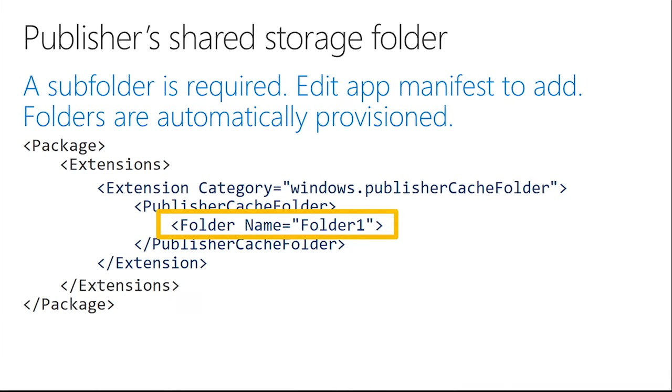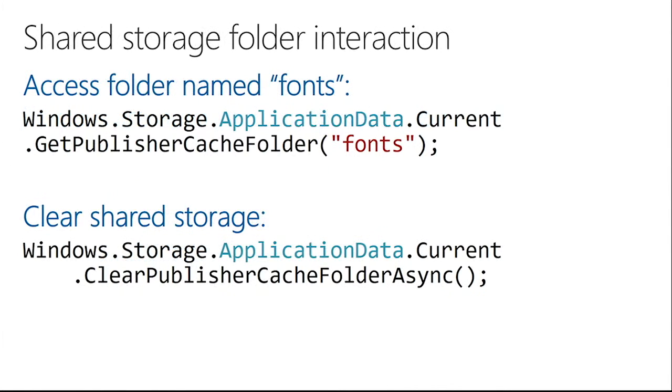And I'm under the assumption here that this folder's tucked away somewhere. It's not going to be right in someone's documents folder. It's going to be in the app data somewhere. Exactly. It's in the sandbox somewhere, but in a way that is shared between these different apps only from the same publisher. And then you can write to files in there and treat it just the same as any other storage folder, with the same APIs. It's pretty easy to get hold of. Really easy. GetPublisherCacheFolder, and then you put the name, fonts in this case. Fonts was our folder, you can clear it.